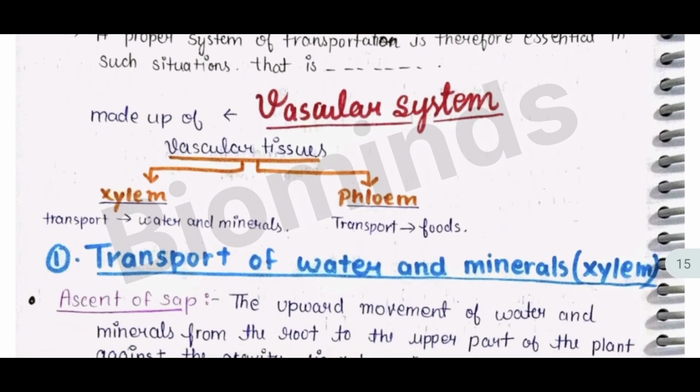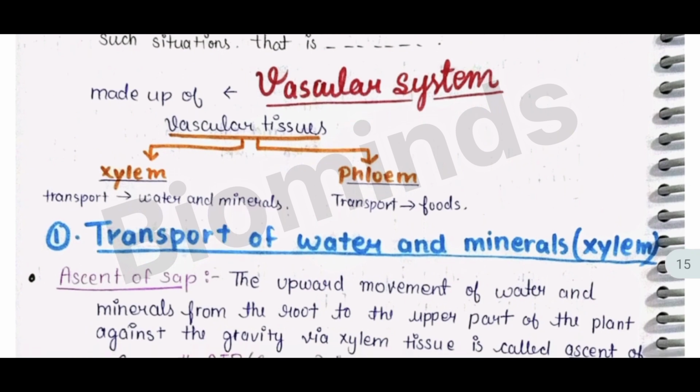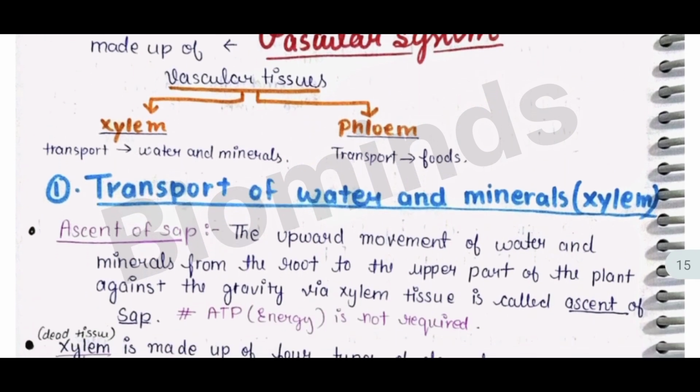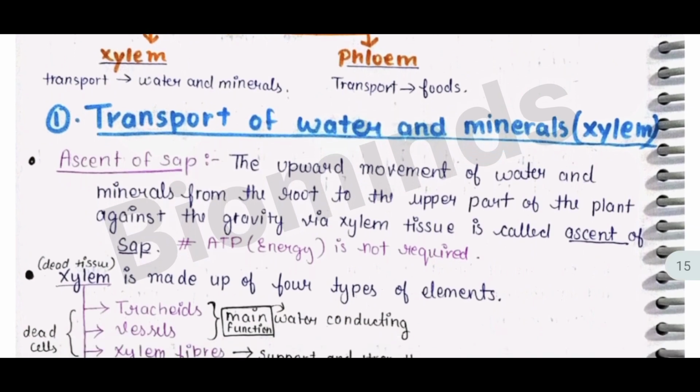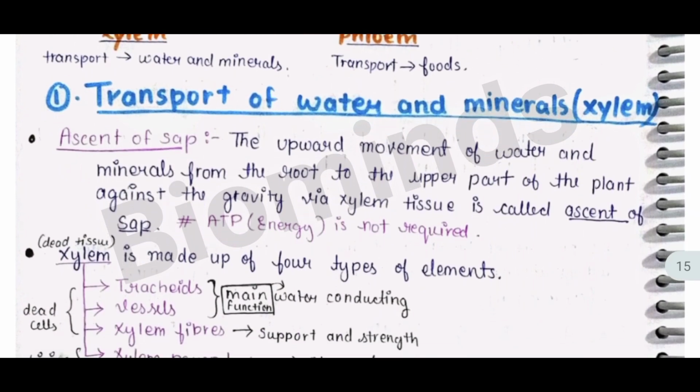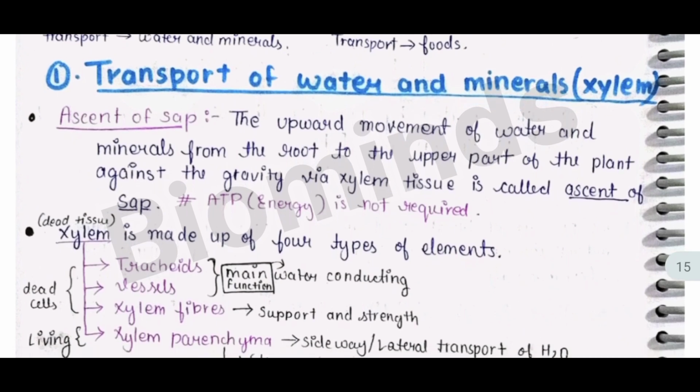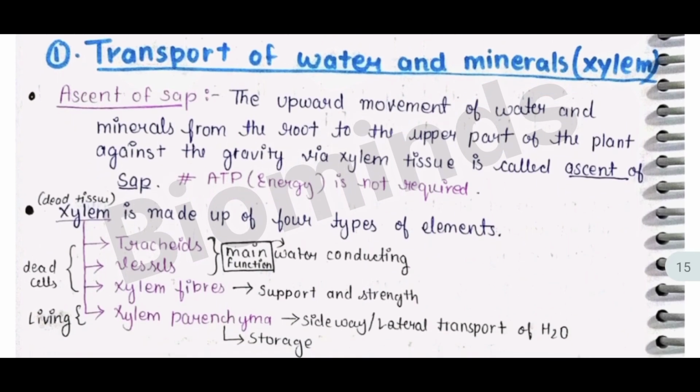Transport of water and minerals in xylem. Ascent of sap: the upward movement of water and minerals from the root to the upper part of the plant against gravity via xylem tissue is called the ascent of sap. ATP or energy is not required.